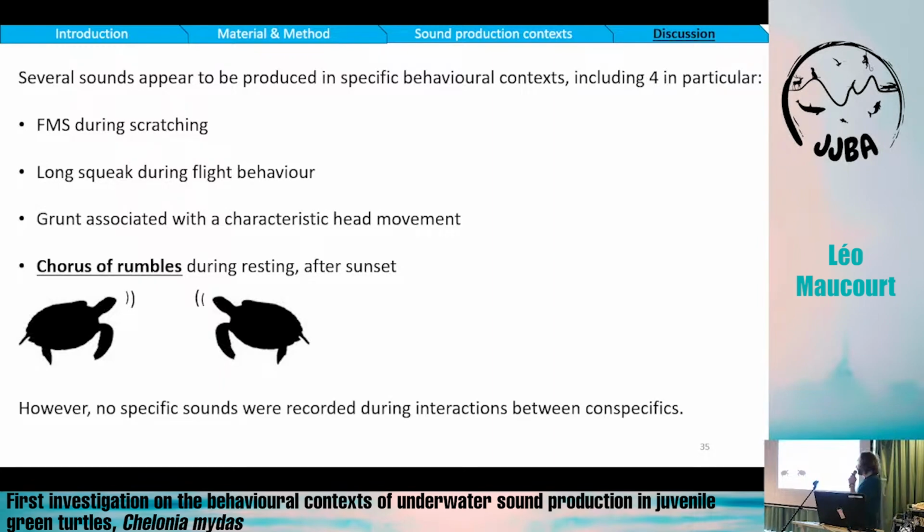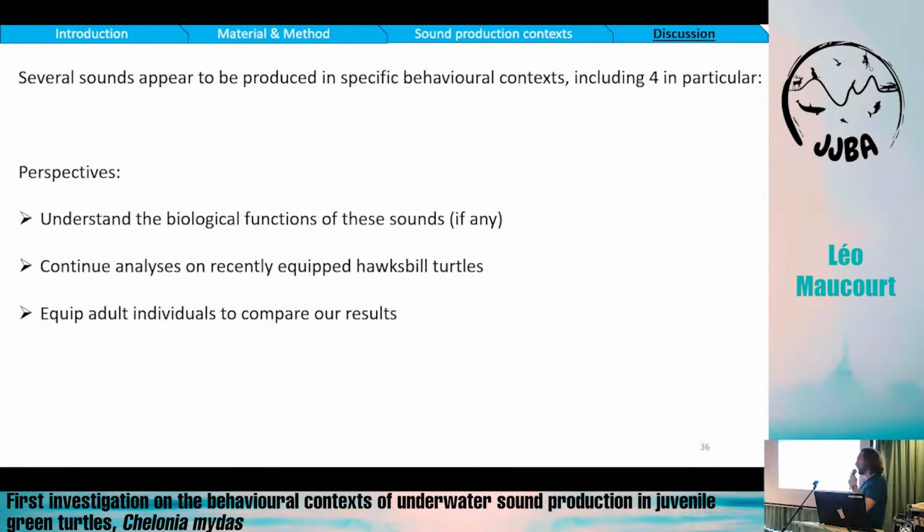And surprisingly, we had no specific sound during physical interaction between conspecifics. Maybe just because they use another medium to transmit information, or maybe they just don't need to transmit information in this case.